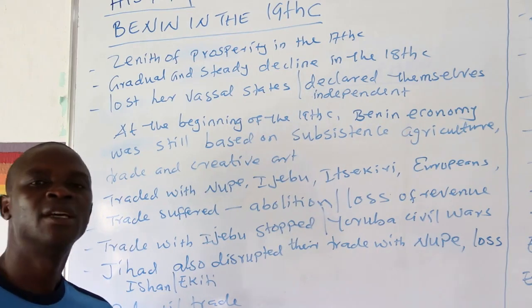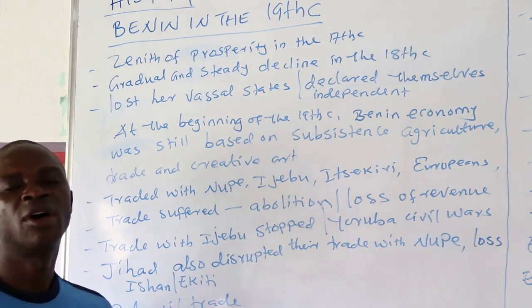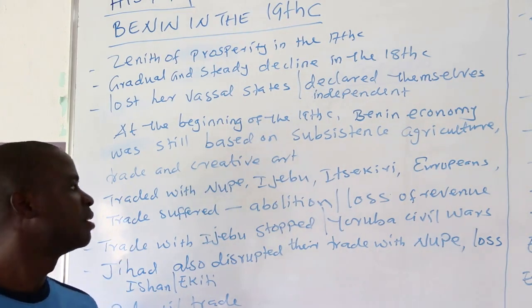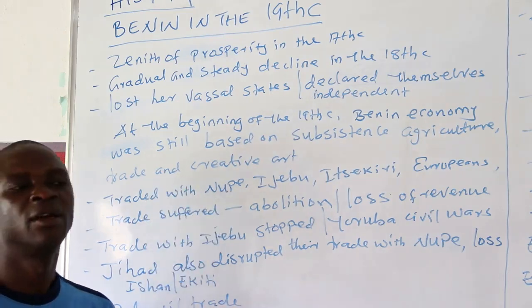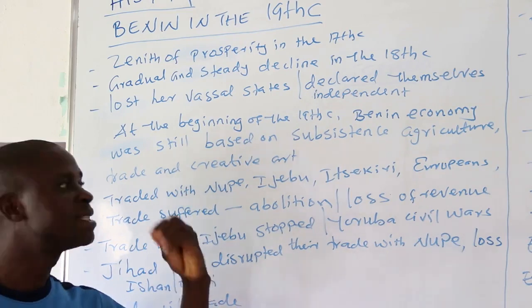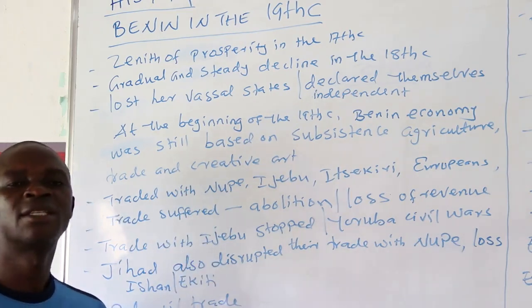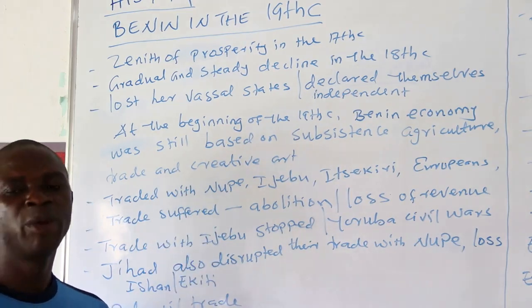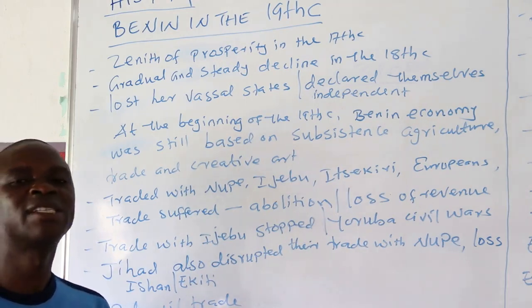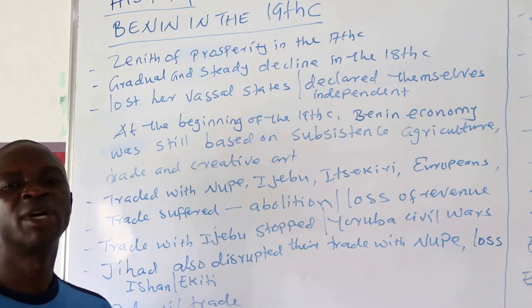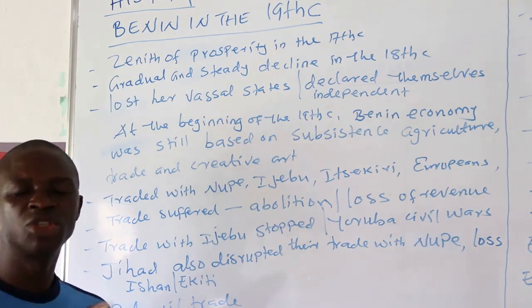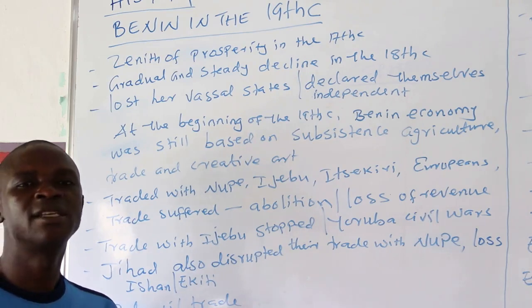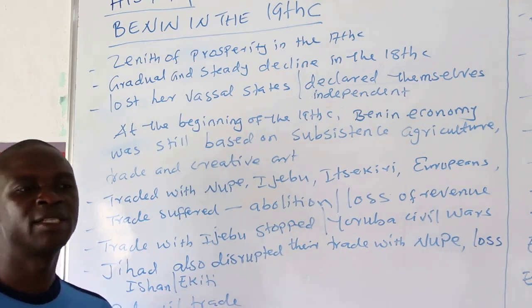Now, because of the introduction of slave trade, the Benin trade suffered. Why? Because it was in that same 19th century that the trade was abolished. Now, what do we mean by abolition? The trade stopped. The Europeans themselves decided that slave trade was evil and that there was no way they would continue with that particular trade. Hence, the need to stop that particular trade.